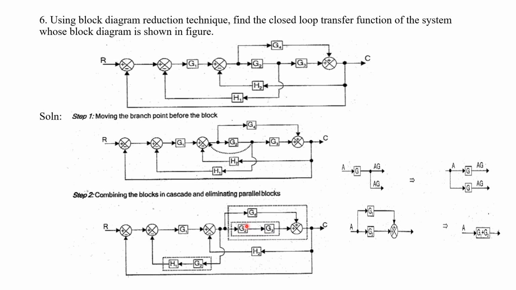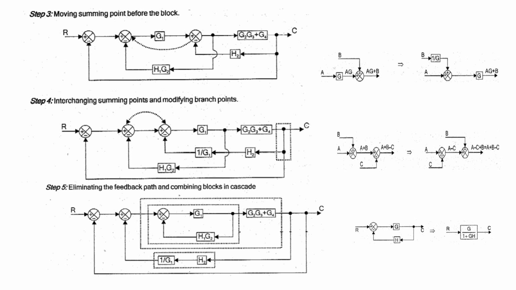This G2, G3 will be in parallel with G4, because the signal flow in these two branches is in the same direction. So we can add both the gains. Understood? That's why three operations are performed in this step: combining the blocks in cascade, as well as eliminating the parallel blocks. So the next diagram will be the multiplication of these two gains H1, G2, the multiplication of G2, G3, and also the addition of G2, G3 with G4. So this will be the next diagram.